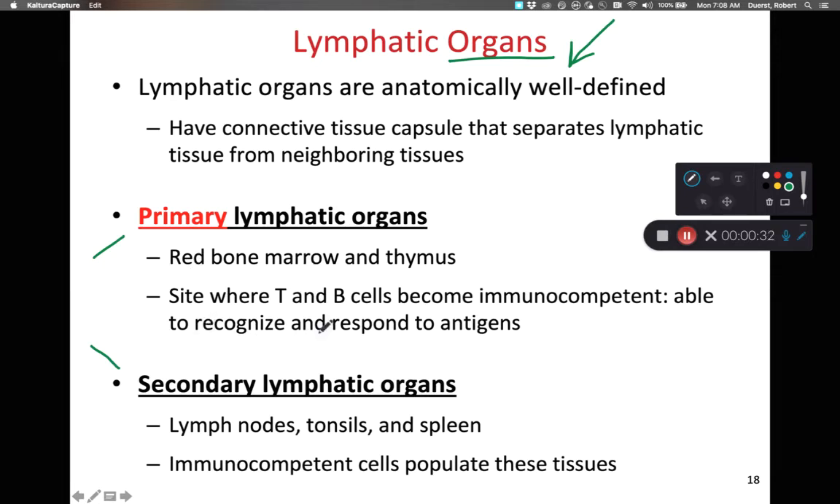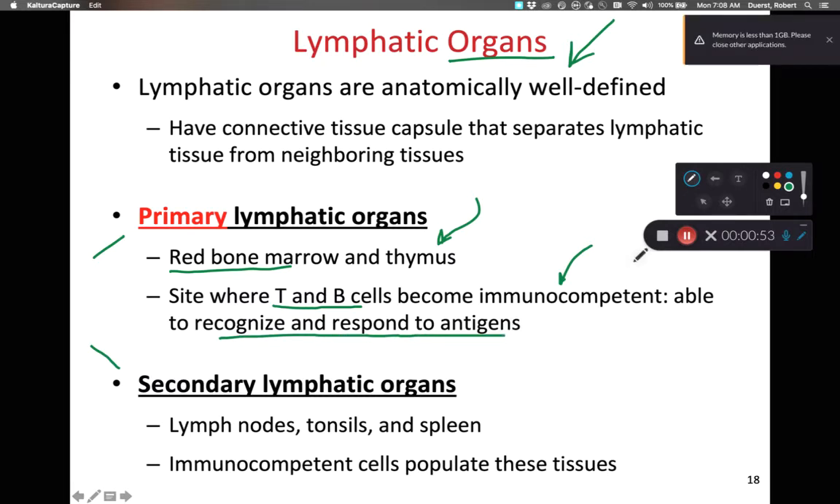We can take our lymphatic organs and break them up into primary and secondary categories. As we look at primary lymphatic organs, these are going to be the red bone marrow and the thymus. These are typically the sites where cells become immunocompetent. I know we haven't talked about that term yet; we'll get to it in a little bit. So where T and B cells become immunocompetent, also known as the ability to recognize and respond to antigens. So that's where our primary lymphatic organs are.